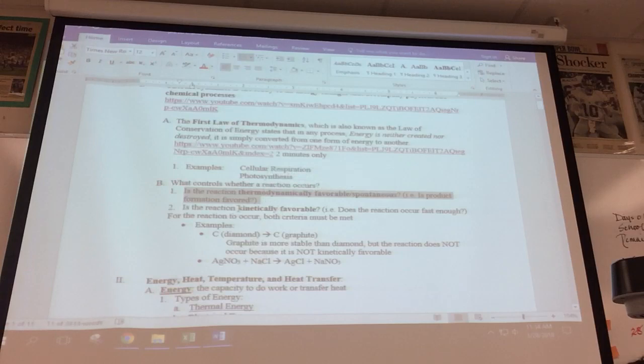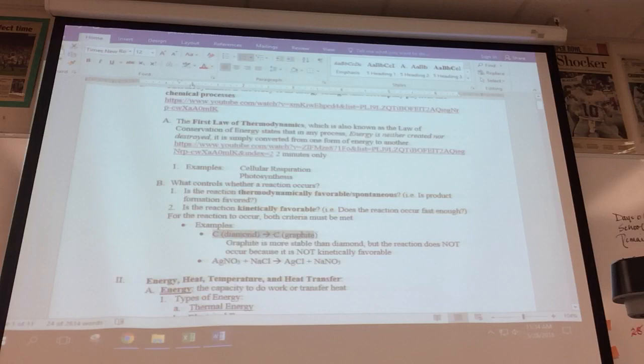In the subsequent chapter, we're going to look at whether the reaction is kinetically favorable. That is, does it occur fast enough? We're going to be looking at reaction rates. In order for a reaction to occur, both criteria must be met. The reaction must be both thermodynamically and kinetically favorable.